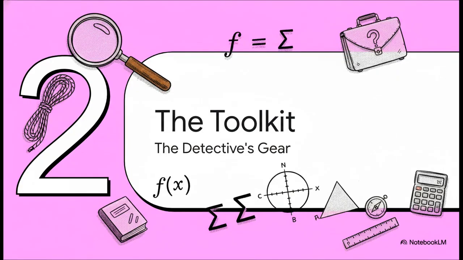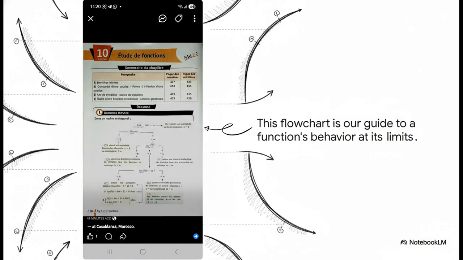Now, before we just charge in, every good detective needs their gear. So let's pop open our mathematical toolkit and see what we've got. This flowchart right here, this is our playbook. It shows us how to figure out what a function is doing at its most extreme points. We use something called limits to ask, what happens when x gets ridiculously big or super close to 0? The answers help us find asymptotes, think of them as invisible boundary lines, and these branches that tell us where our curve is heading in the long run.